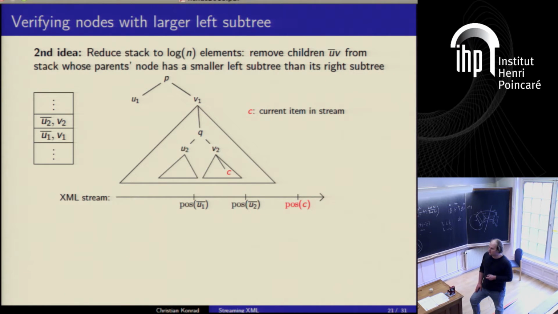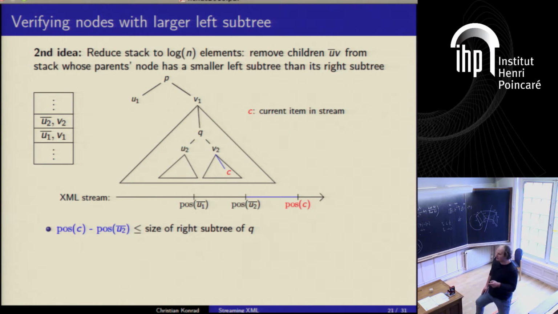We remove all pairs U bar V so that the parent node has a smaller left subtree than a right subtree. So what it means is, in particular, we have U1 bar V1 as an element on the stack. We also have this element U2 and V2 in the stack. Right now we are at some position c. So how can we know that, for instance, this element has a smaller left subtree than right subtree?